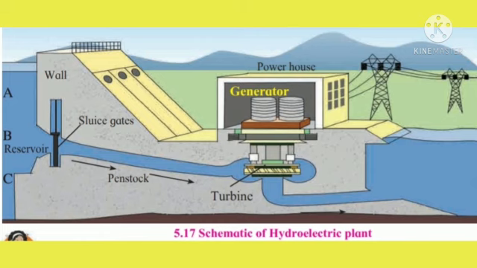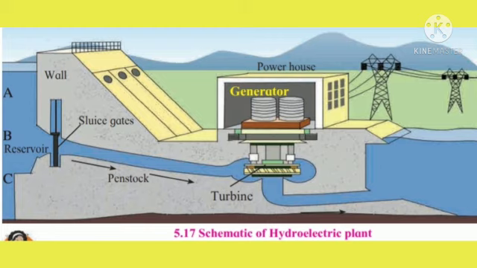Let us see hydroelectric energy. Kinetic energy in the flowing water or potential energy in a water reservoir is a conventional source of energy. In a hydroelectric power plant, the potential energy in stored water in the dam is converted into kinetic energy of water.